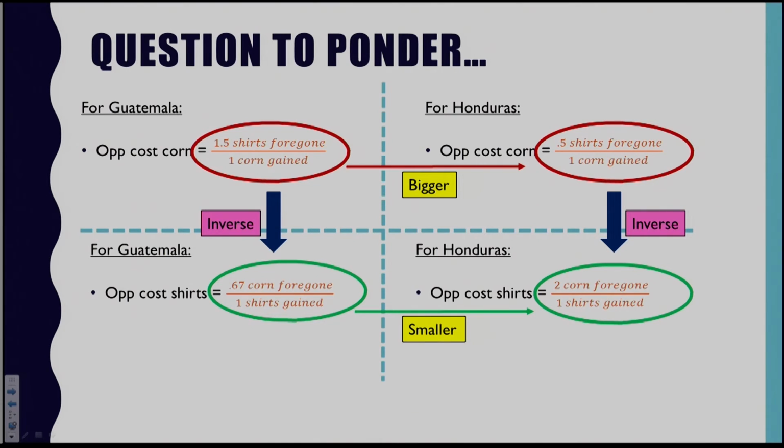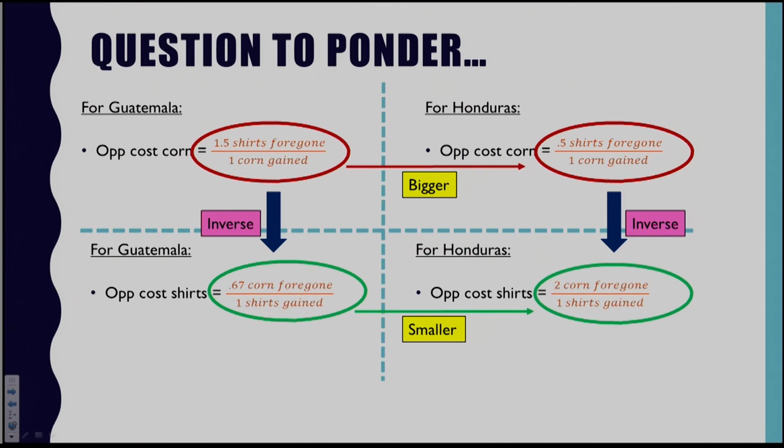All right, so what can we conclude? Is it mathematically possible for Guatemala to have the comparative advantage in both activities? That means they'd have the lower opportunity cost. Could they have the lower opportunity cost for shirts? They do. When I take the inverse, will it still be the smaller number? No, it's going to be the bigger number. So this tells us if Guatemala has the lower opportunity cost in one thing, it's got to have the higher opportunity cost in the other thing.